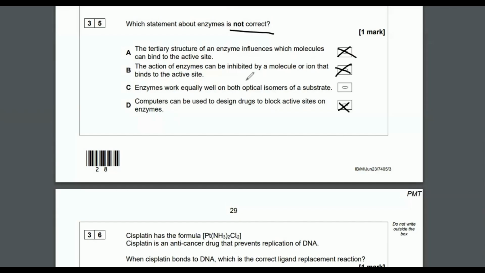That is true. So no, most enzymes are not going to work very well on both optical isomers, because enantiomers are mirror images of each other. Remember, chiral, they're like your left hand and your right hand. Your left and right hand are not the same shape, so will not fit in the same glove, essentially. So the two different versions of an optical isomer will not bind equally well to an active site.